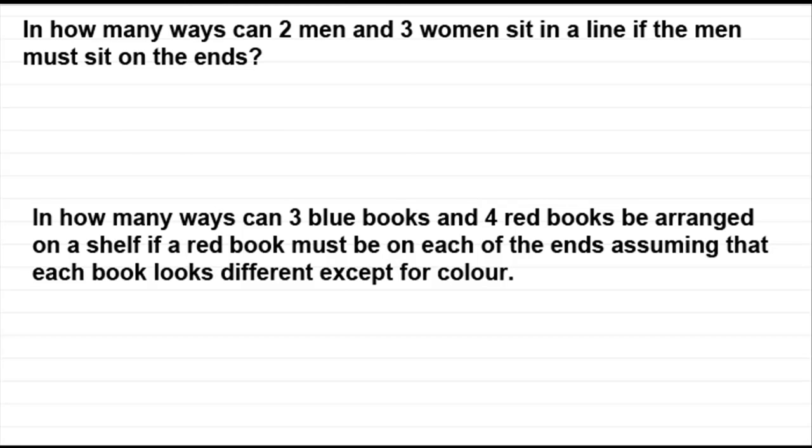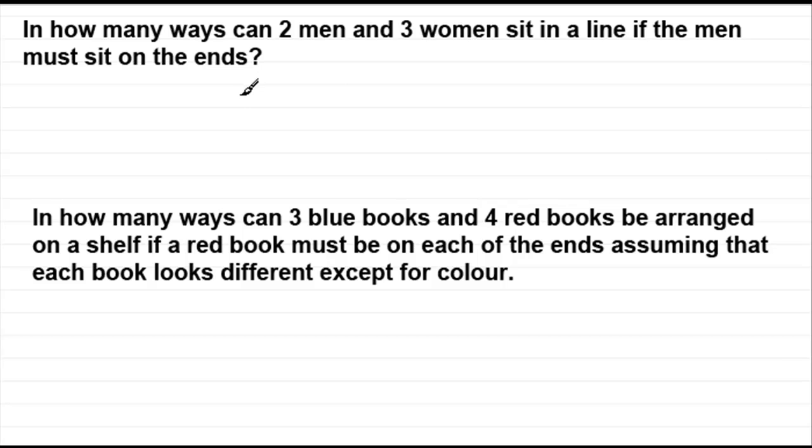And what we're going to look at in this tutorial is still sticking with restrictions, but when we've got items in a line and certain items have to be at the ends of the line. Now in the first example, which you might like to try, just pause the video if you want to do any of these actually, and just come back when ready. But in this first example, we've got how many ways can 2 men and 3 women sit in a line if the men must sit on the ends?